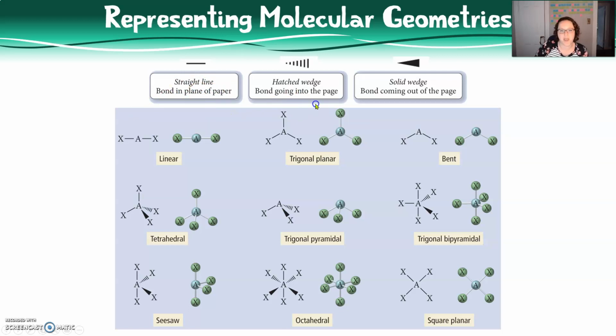If a hatched wedge is used for a bond, this indicates that the bond is going into the page or away from the viewer. Whereas if a solid wedge is used, it indicates the bond is coming out of the page or towards the viewer. Spend some time to note the differences in this notation for some of the 3D molecular geometries shown below, and also note how the flat or planar structures are drawn totally in the plane of the page with solid lines for the bonds and don't need to have any wedges.